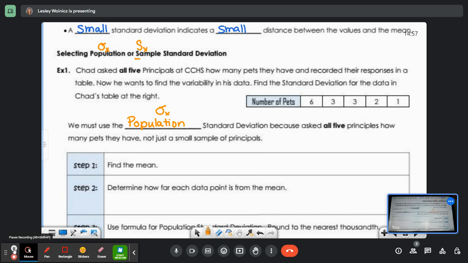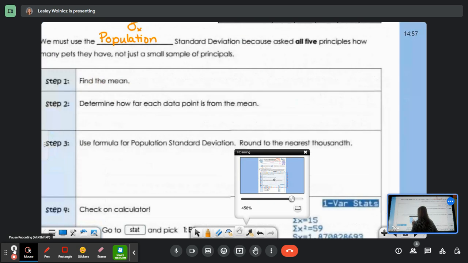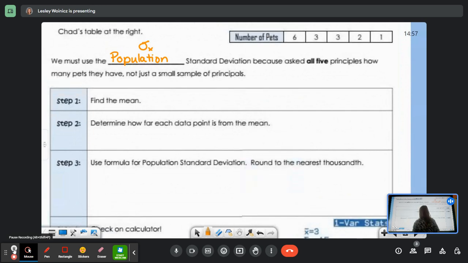Okay, so our first step is that we have to find the mean. That's pretty easy. We just add them all up and divide by how many there are. So that would be 6 plus 3 plus 3 plus 2 plus 1 divided by 5 principals. Okay, so that's 15 over 5, which reduces to 3. And that is our mean, the x with the bar.